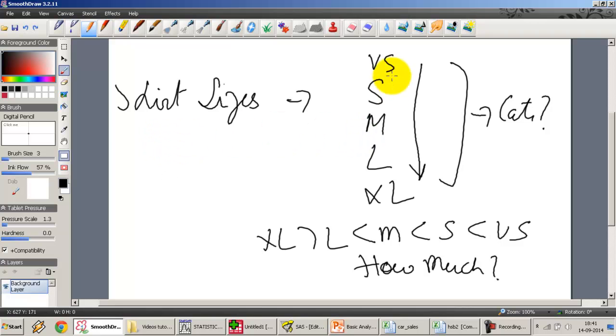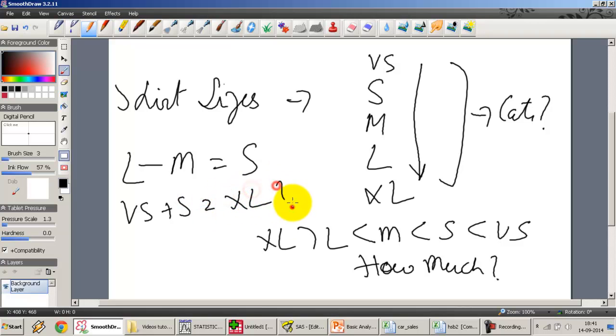But you get the point: does a large minus medium give me a small, right? Does a very small plus small give me an extra large, right? They don't. We can't do any kind of arithmetic calculations on these variables, but I can always order them in certain directions. I know that small is less than extra large, right? The transitive law will still hold true. If medium is greater than very small, and large is greater than medium, then large will also be greater than very small, right?